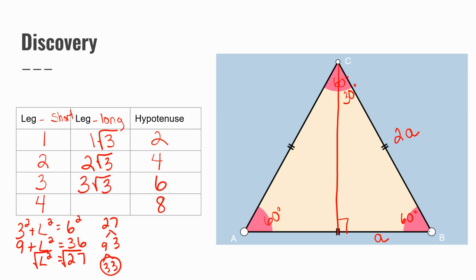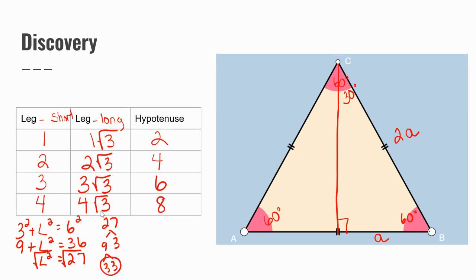Alrighty, so I'm going to pause this video here to see if you can figure out what goes in the blank there for when you have your short leg as being 4. Hopefully, you figured out that should be a 4 square root of 3.